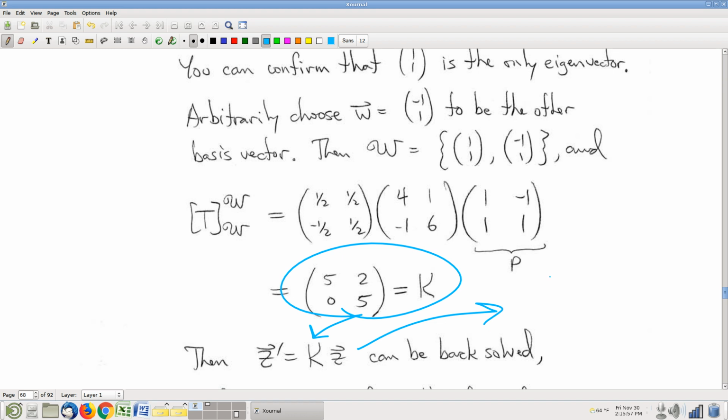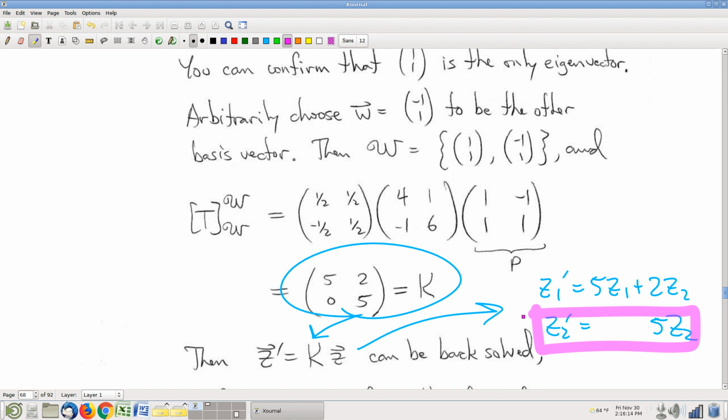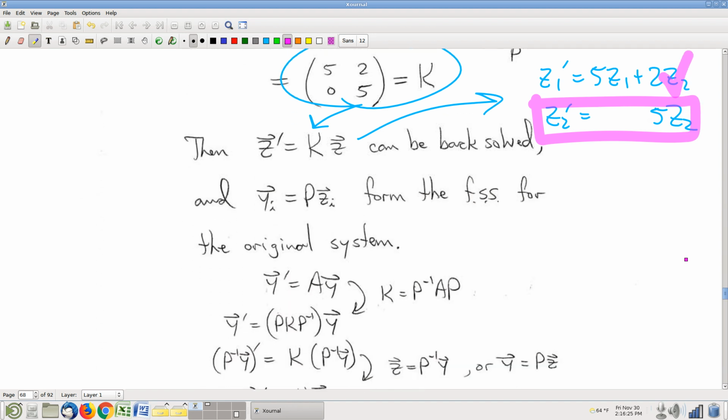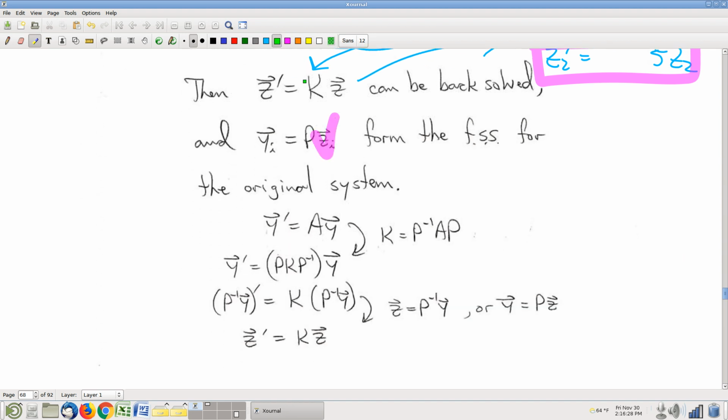This system is Z1 prime equals 5Z1 plus 2Z2. And Z2 prime is 5Z2, right? And so natural growth, solve for it. Once you know Z2, you have a non-homogeneous equation you can solve for Z1, and you're done. Well, you're mostly done. Once you have the Z's, then you can solve for the Y's by multiplication. All the usual change of basis stuff at the end. Okay. All right, so I think that's a neat trick.